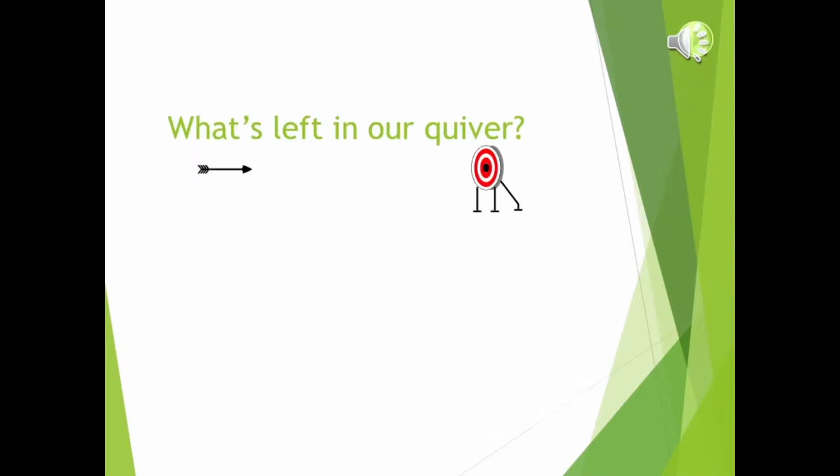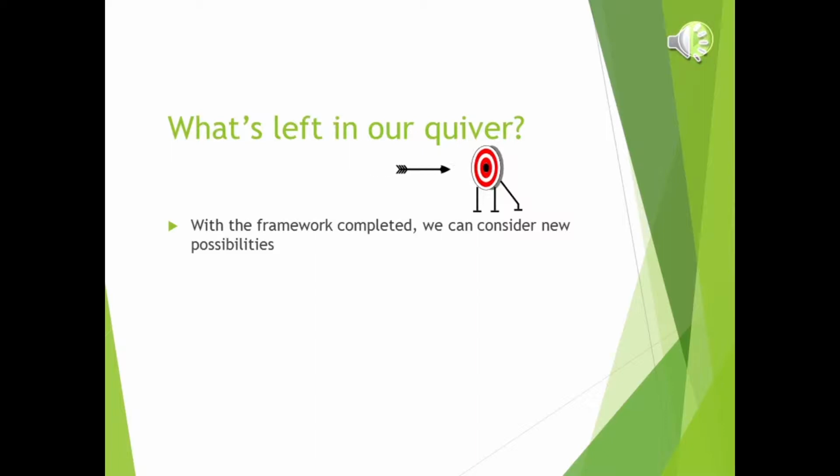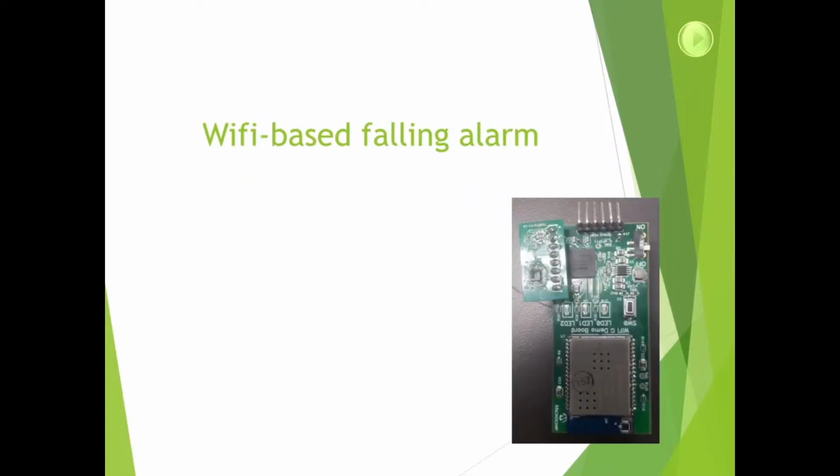So, what's left in our quiver? With the framework complete, we can consider new possibilities. Also, we can turn the product to full implementation. Let's talk about what we have done in these few months in order to make our product more fully implemented. First, we have built a Wi-Fi based falling alarm for elderly.